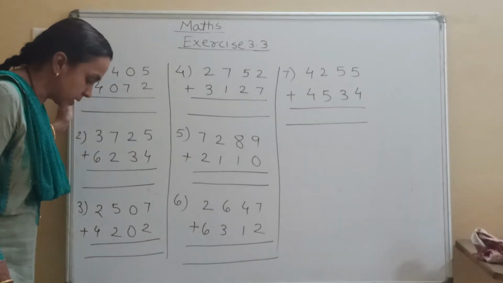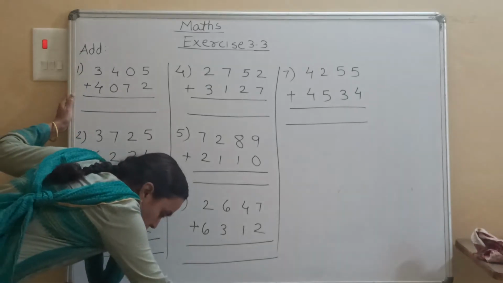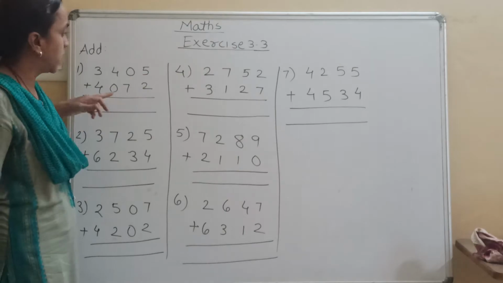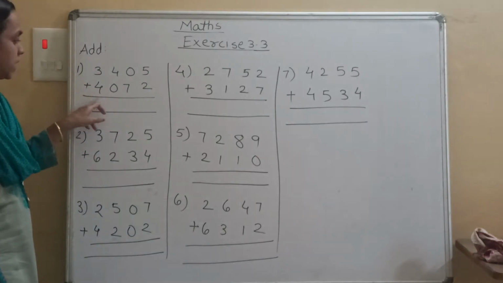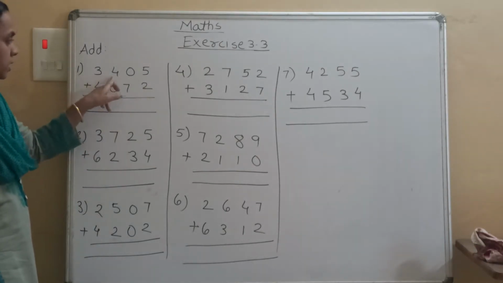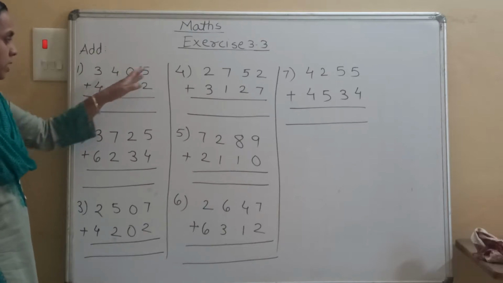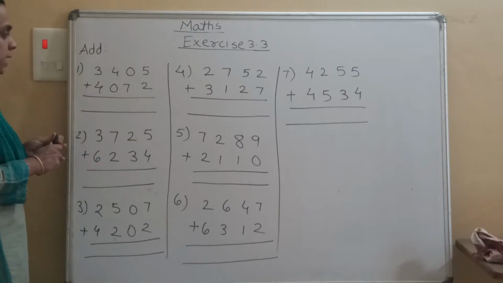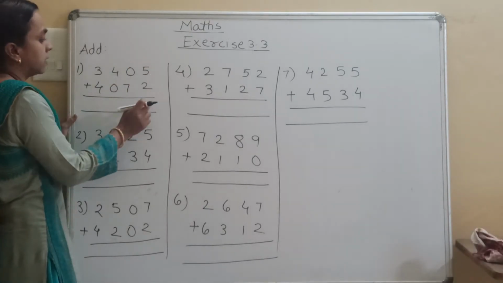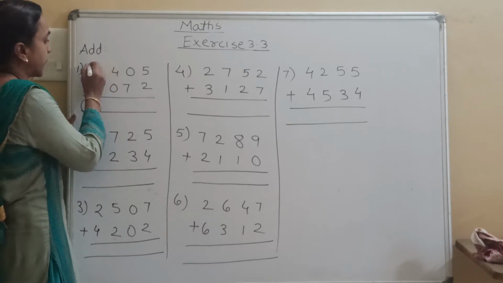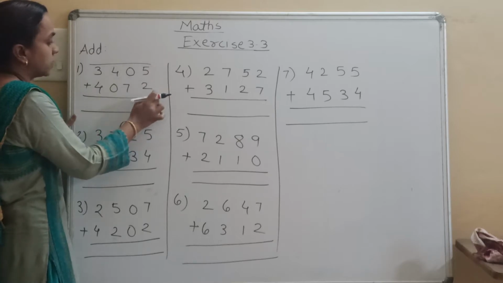Now see page number 42. So on this page number 42, exercise 3.3 is given. So now see here, 4-digit addition is given. Ones, tens, hundred, thousand. So we will do the same method here also. We will start with ones, then tens, then hundred, then thousand. Okay, so start with ones.